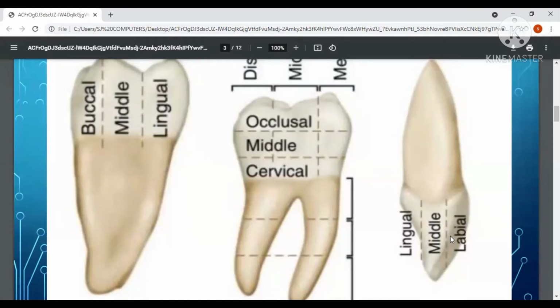As you can see here, we have mentioned the labial third because of the position of the tooth, that is posterior and anterior, right? This is the posterior tooth, that's why we have termed it as buccal, right? Here we have the anterior tooth, so we have mentioned labial, that is towards the lips. Then we have the middle third, then we have the lingual third, right?